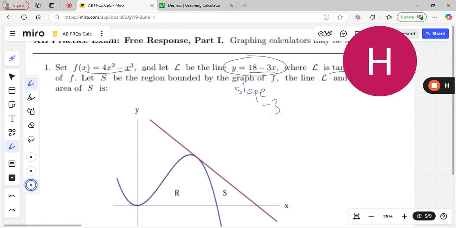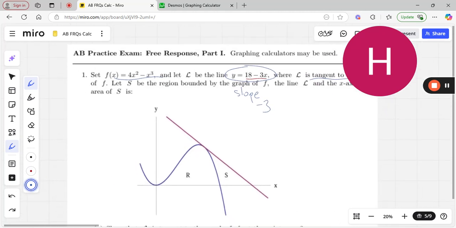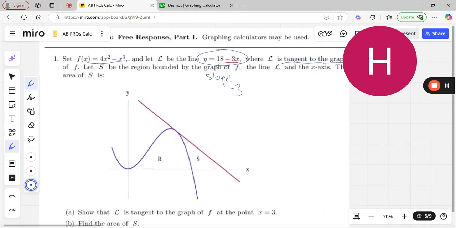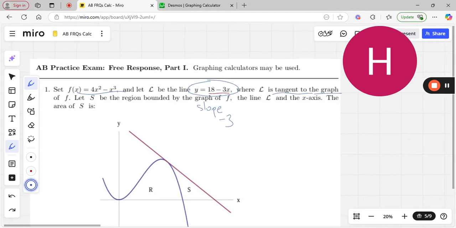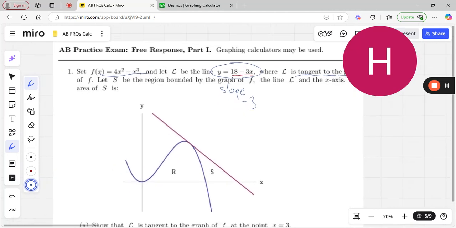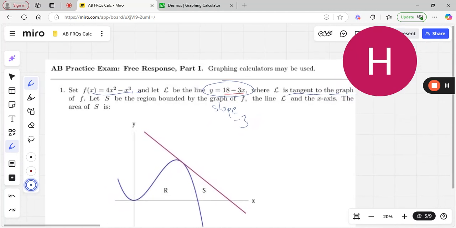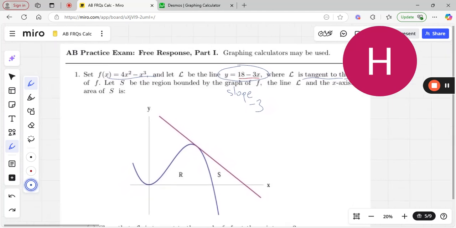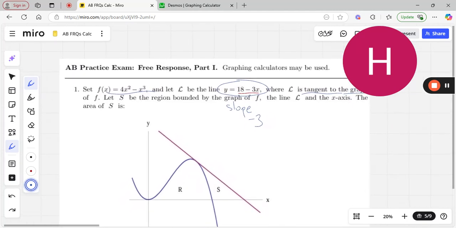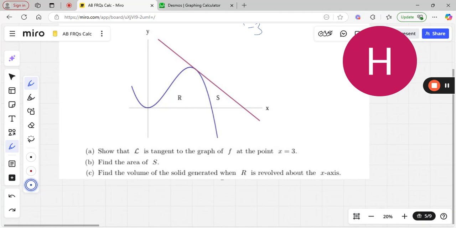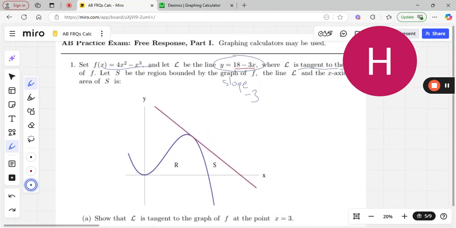So that's helpful. Let's see, the region S, bounded by the graph of this polynomial and the line, and then region R. Oh, I think they misprinted that. Oh no, they didn't. They just didn't mention R yet. They'll probably mention R later. Yeah, I'm surprised they didn't mention R though.